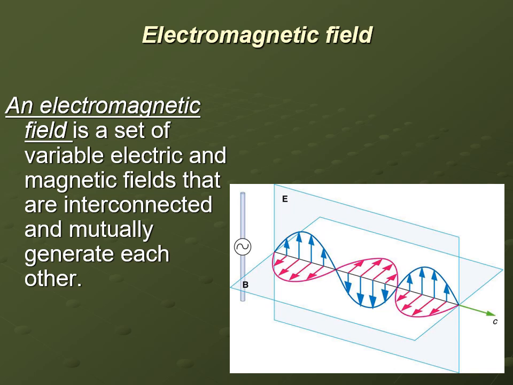Let's remember what an electromagnetic field is. It is a set of alternating electric and magnetic fields that are interconnected and mutually generate each other. An electromagnetic wave is the propagation of an electromagnetic oscillation in space. That is, when we talk about the presence of an electromagnetic wave, we mean an electromagnetic oscillation propagating in space.